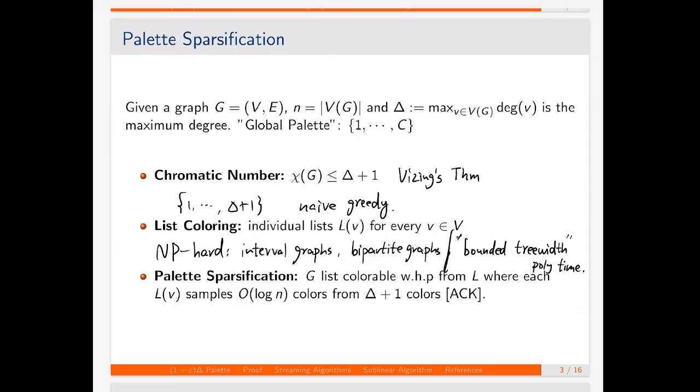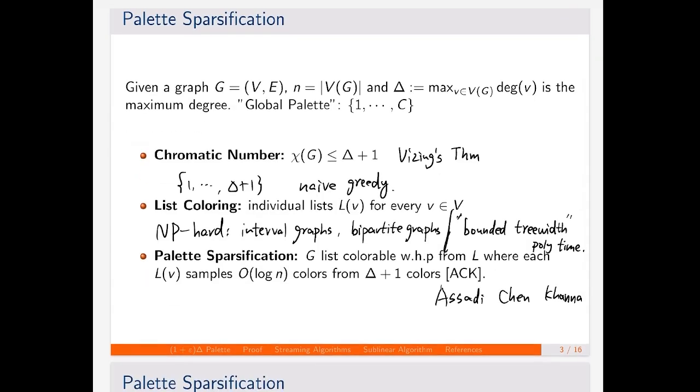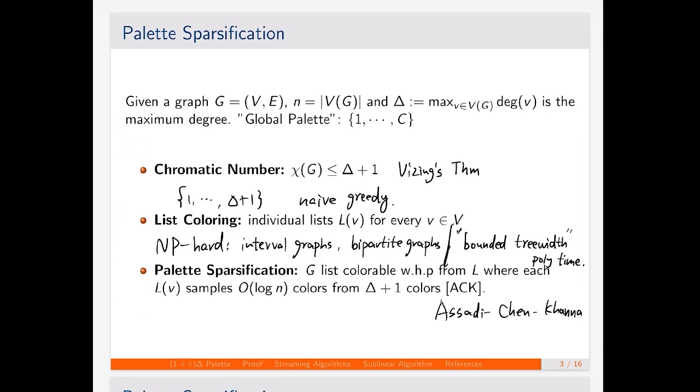Okay, so the idea of palette sparsification is to convert a global palette into a list coloring problem where we have individual lists, but the size of each individual list is much smaller than the size of the global palette. This idea and the palette sparsification theorem was proposed by Asadi, Chen, and Kapralov. I hope I spelled their names correctly. This was a SODA 19 paper, and it actually won the Best Paper Award.